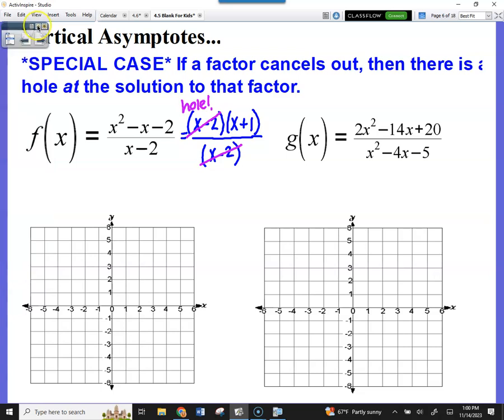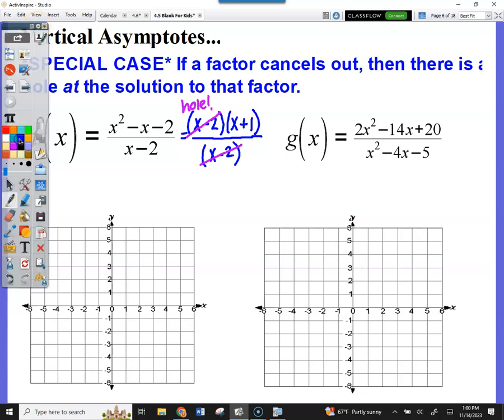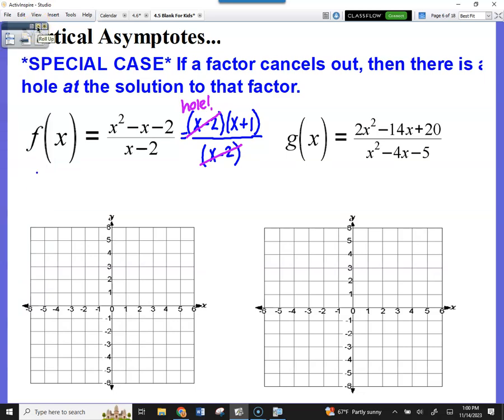All right, so let's take some notes. After I canceled the factor that matched, I was left with what? x plus 1. And then I'm going to make a note to myself with a hole at x equals 2.